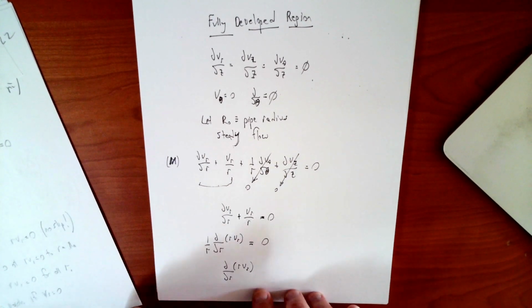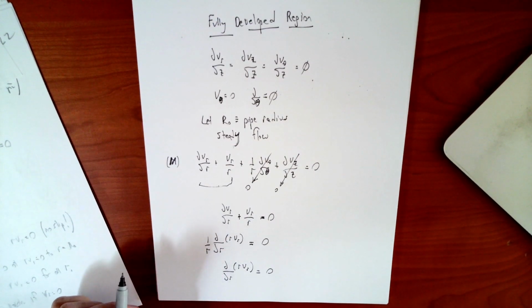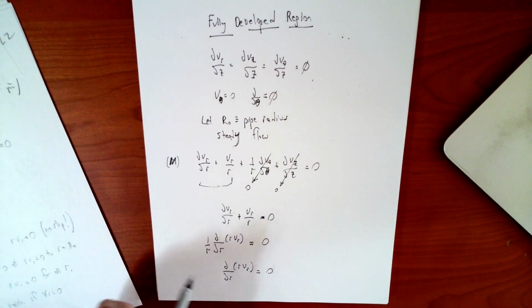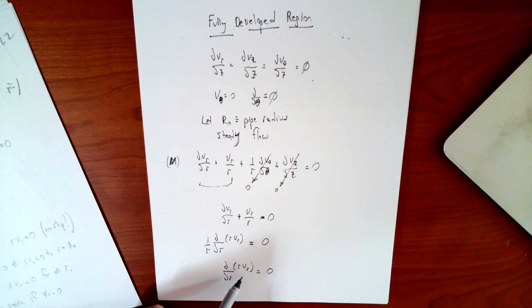So this group right here has to be equal to 0. That is, the derivative of r times vr is equal to 0, which means that group does not change as you change r. So if we know the value of this group at any point in r, we know the value of this group at every point in r.